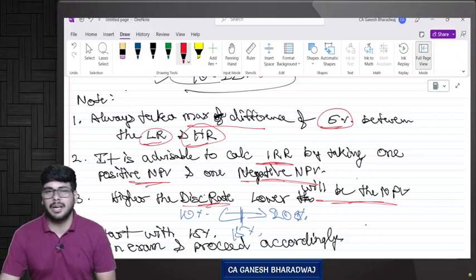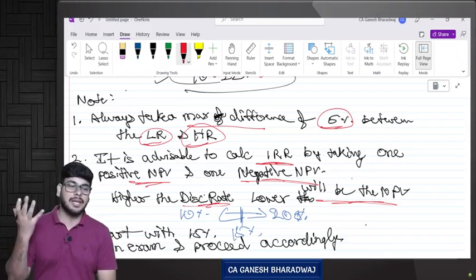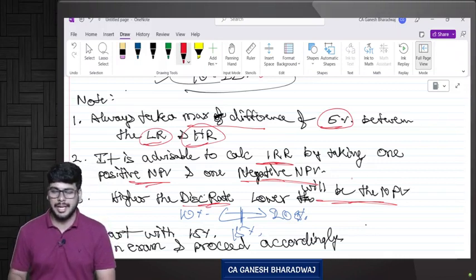Sir, in the exam, what should we do? Sir, randomly, how can we calculate IRR and all? How can we do it in the exam? Now, generally in the exam, they will give you the hint.